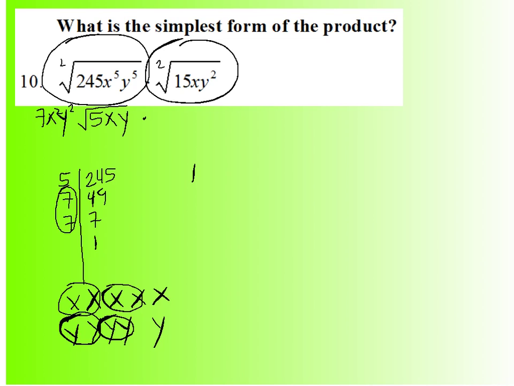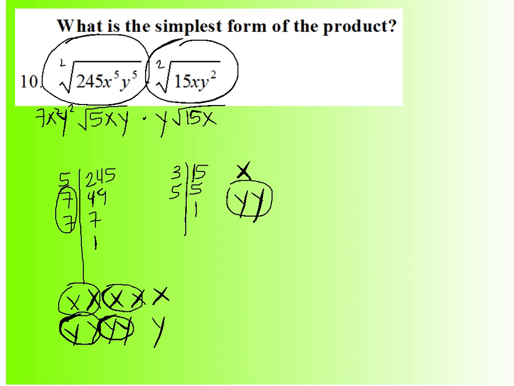So 15, I know that I can't reduce that because 3 goes into it 5 times, 5 goes into 5 once, and I don't have a pair. I only have 1 x, so I can't make a pair there, but I have 2 y's. So here's one group. So y comes out, and left inside is the 15 and the x.